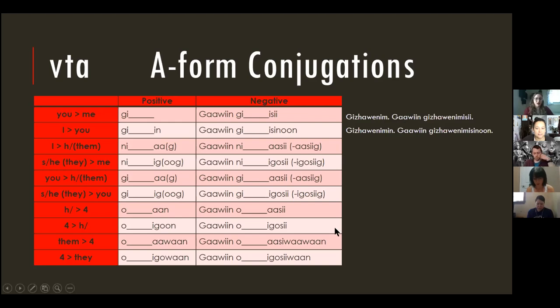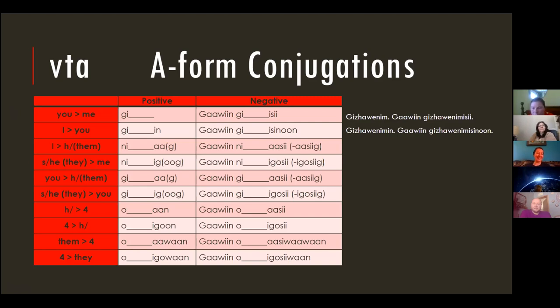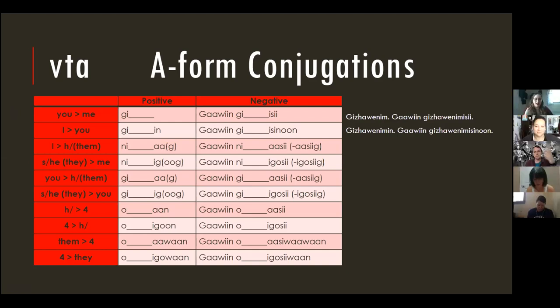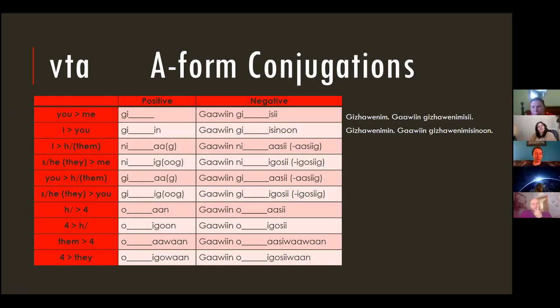And then you go over to I to you. This is a common one, right? Gijawainim. I love you. Oh, sorry. Gijawainimin. I missed the ending. Gijawainimin. I'm just having all kinds of fun today, guys. And then for I don't love you, gawin gijawainimisinun.